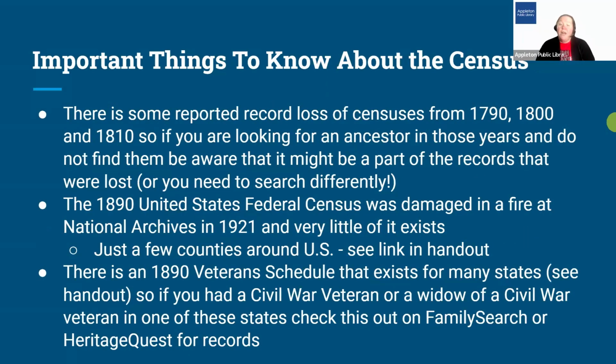There is some reported record loss of censuses for the United States from 1790, 1800, and 1810. So if you are looking for an ancestor during those time periods of those really early censuses and you don't find them, just be aware, of course, they might be part of those records that were lost, or you might need to try to search differently. So remember, try searching 5, 6, 7 different ways, or even more, before you give up and say, oh, my ancestor just isn't in here.